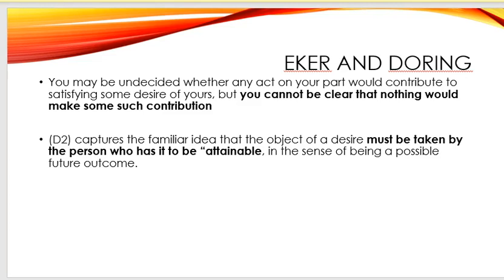Claim that you might not be sure what action, or if any action on your part, could contribute to bringing about what you want. They do want to say that you cannot be completely clear that nothing you do would bring about a contribution to your achieving the end. And they think that D2 captures the familiar idea that the object of desire must be taken by the person who has it to be attainable, in the sense of being a possible future outcome. So I think it has to be a possible future outcome in order for it to be desired.